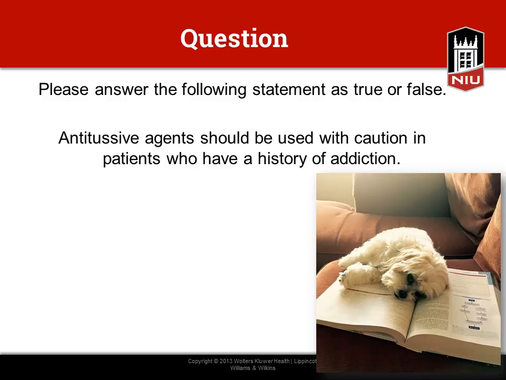Let's do a question so that you're staying awake out there. True or false? Antitussive agents should be used with caution in patients who have a history of addiction. That one looks like it was too easy. Even the puppy looks tragically bored. That is true. Caution should be used in patients who are hypersensitive to or have a history of addiction to narcotics.